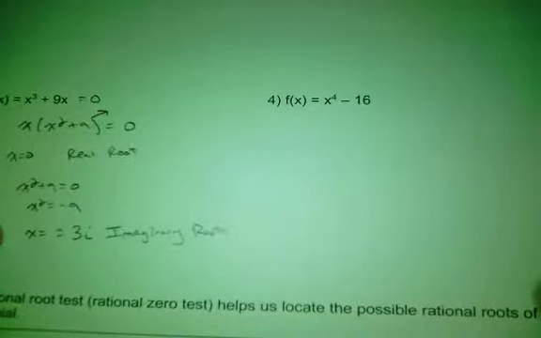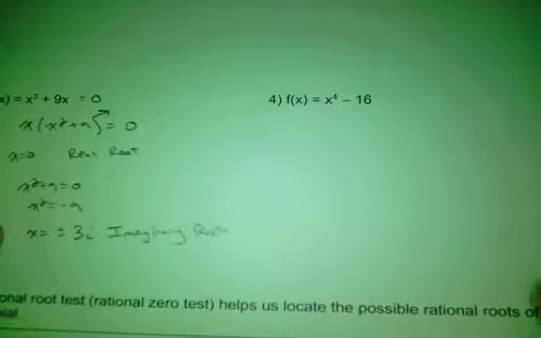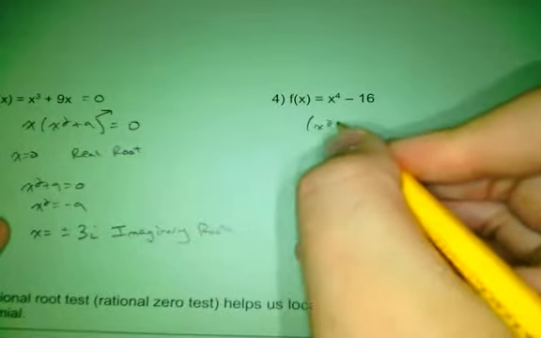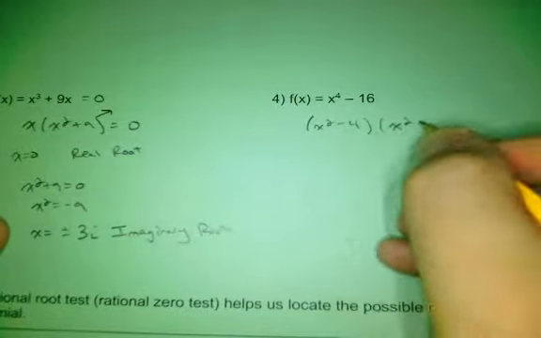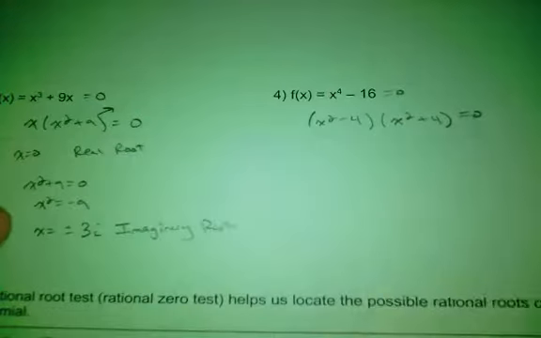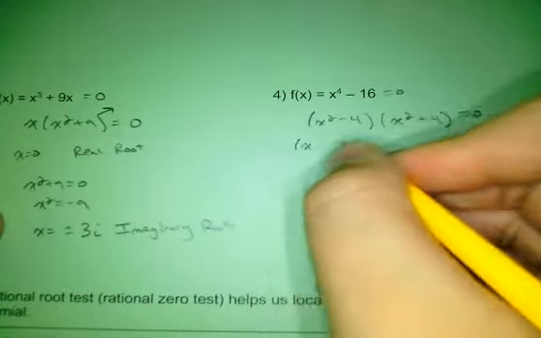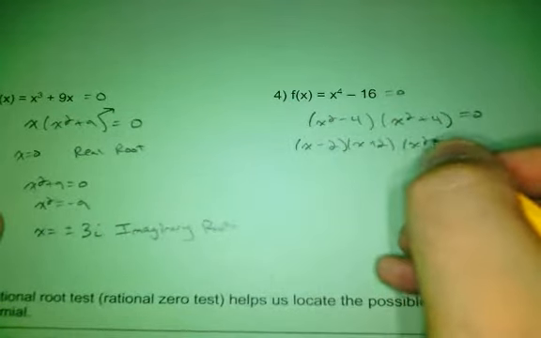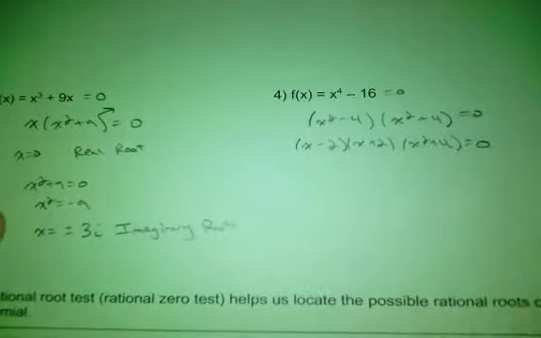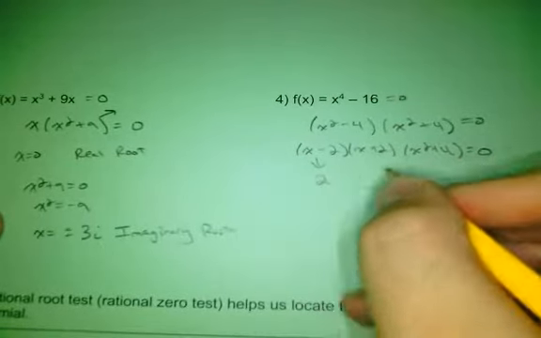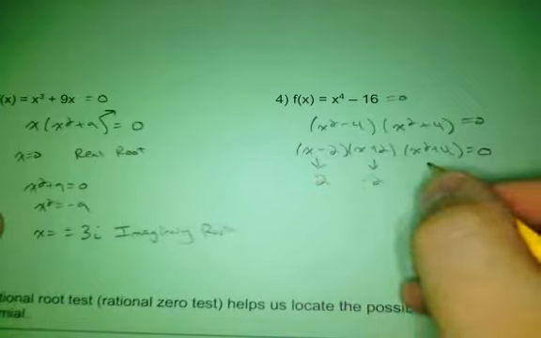Okay, number 4. Just one factor? No. Yes, it does. How does it factor? X squared minus 4, x squared plus 4. Again, these are equal to 0. Does that factor again? X minus 2, x plus 2. And I still got the x squared plus 4 equals 0. So set each of these equal to 0. I'm going to get x to equal 2, negative 2.